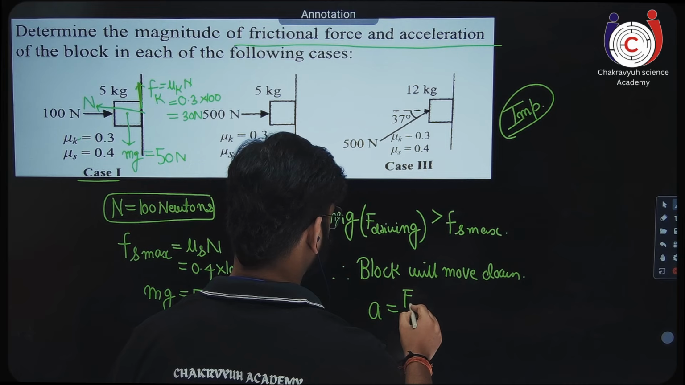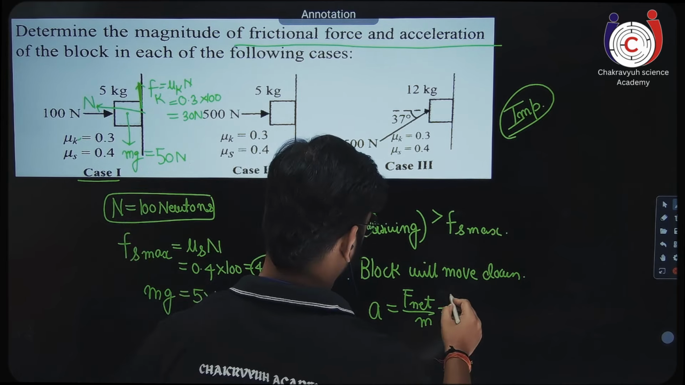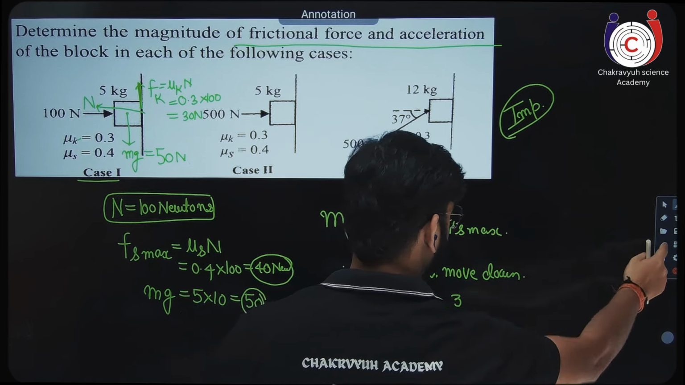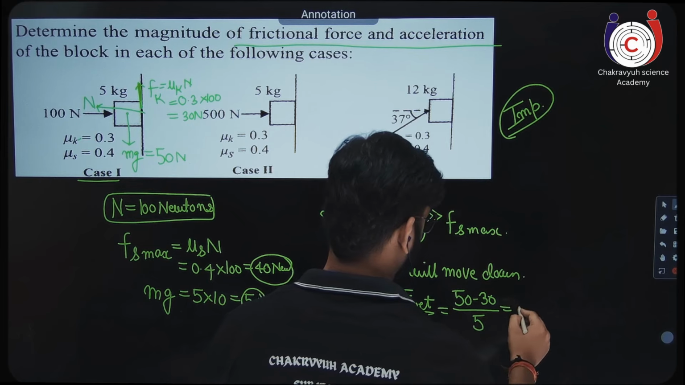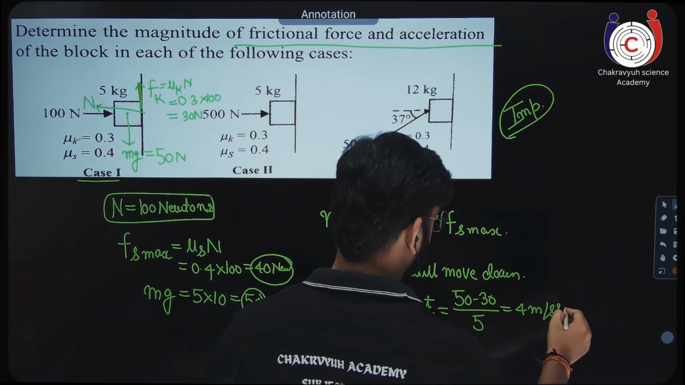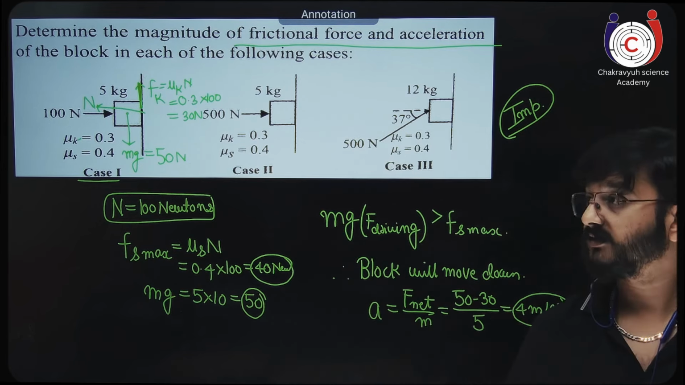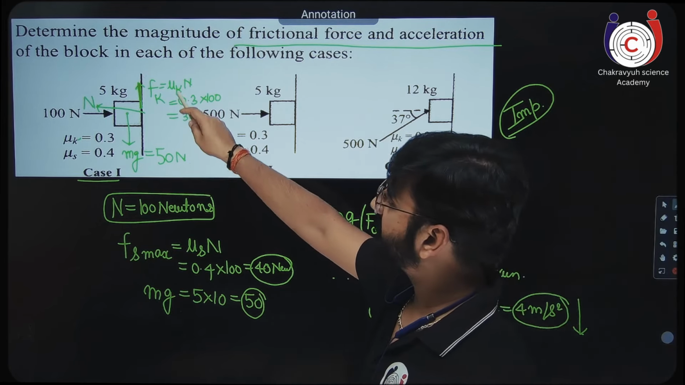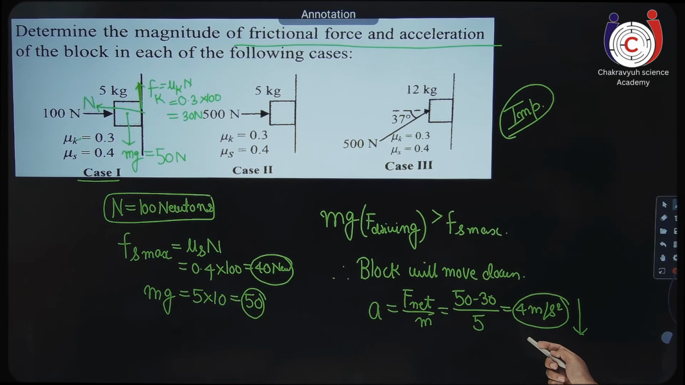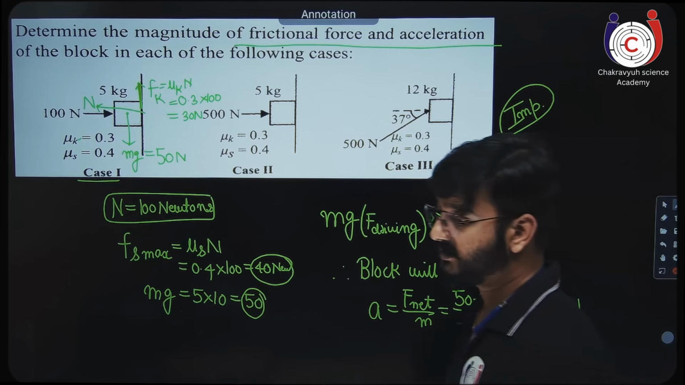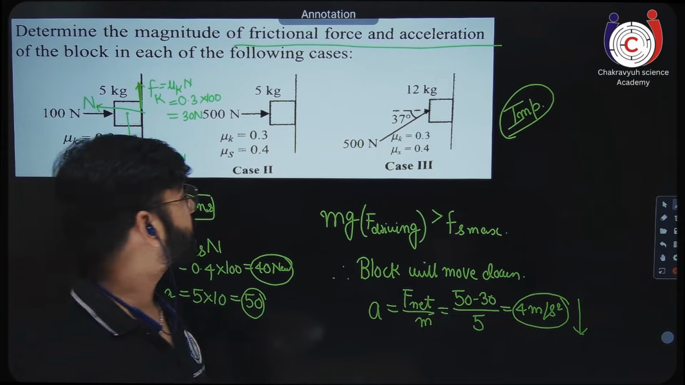Acceleration is equal to net force divided by mass. So 50 minus 30 divided by mass, which is 5. So 4 meter per second squared. In which direction? Downward. So they ask friction also. Friction is 30 Newton. What is the nature? Kinetic. Acceleration is also 4 meter per second squared, downward. First part is solved. You can check if any doubt is there. Ask quickly.